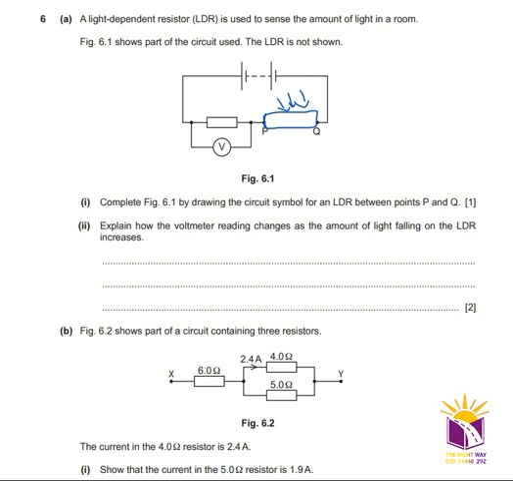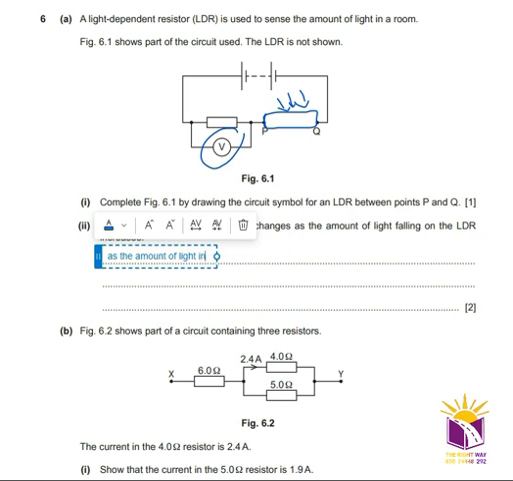Okay. Part 2, explain how the voltmeter reading changes as the amount of light falling on the LDR increases. The reading on the voltmeter depends on the amount of light. If the amount of light increases, the resistance decreases. The resistance of the LDR decreases as the amount of light increases.